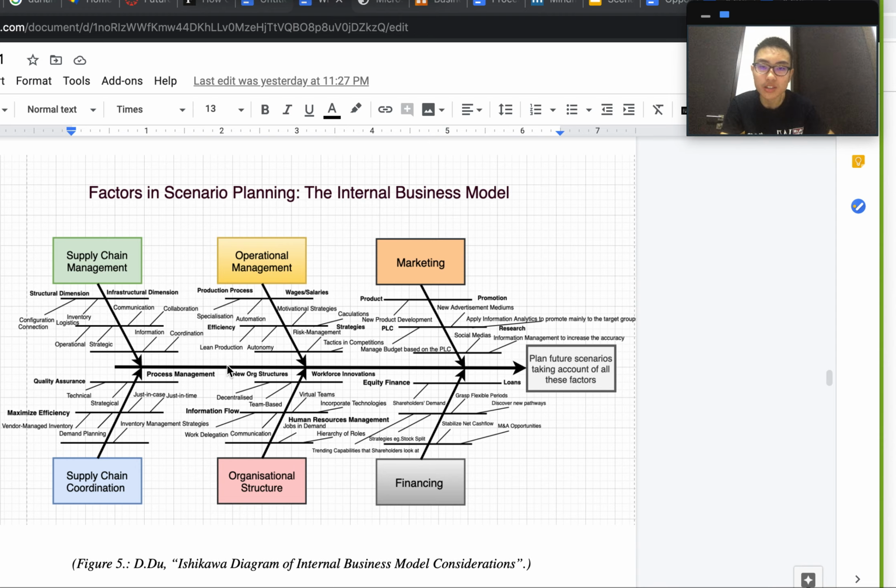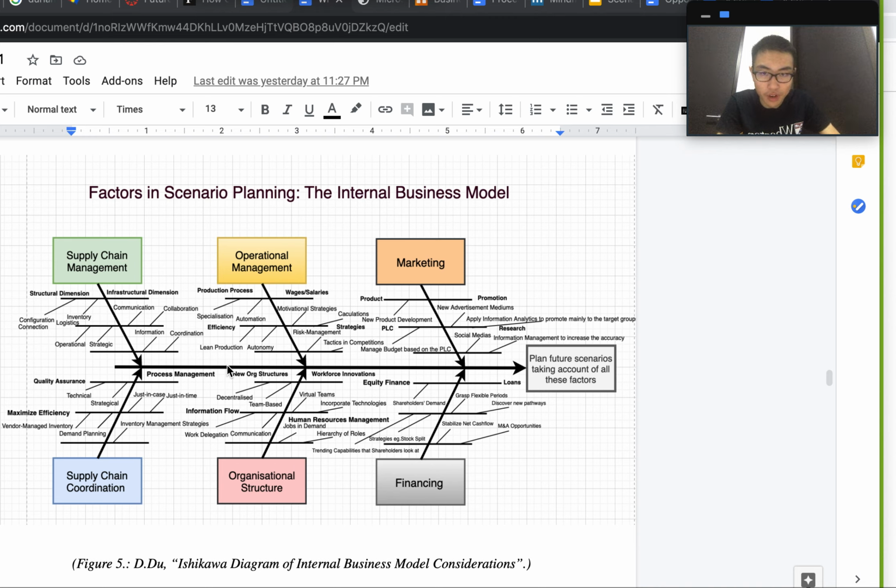And now in terms of wages and salaries, your motivational strategies should be considered in your future planning of your internal business model in order to motivate your workers to have commitment to the business. You have to innovate and think of new ways to calculate the wages. That is a way that can motivate them the best.